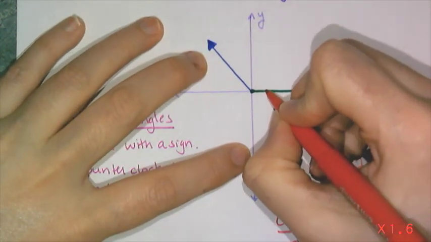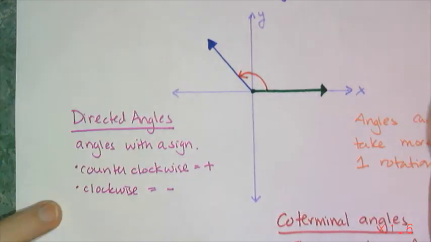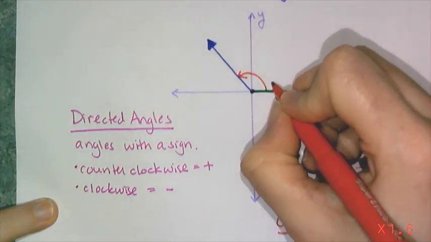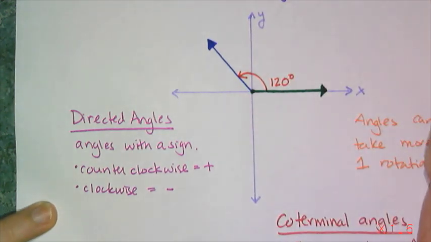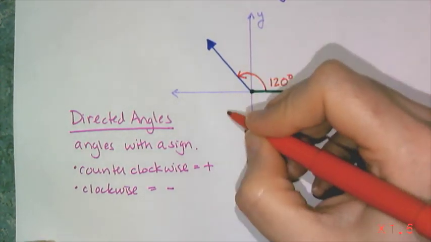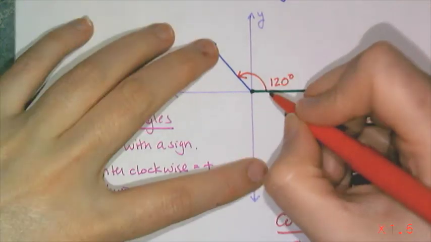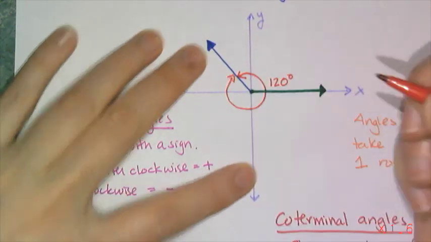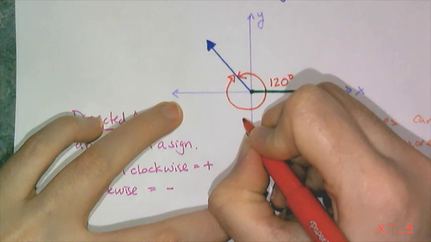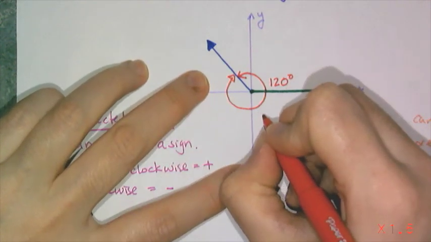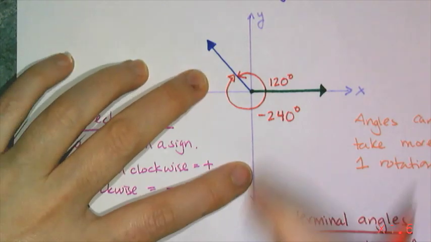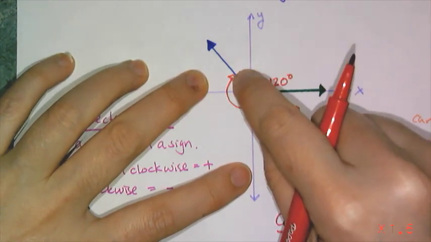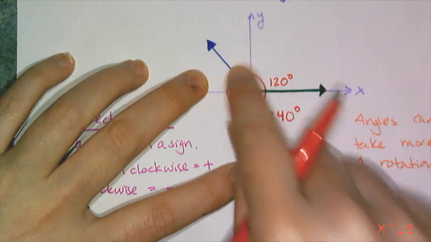So if I look at that angle there, I can say, well, in this case, let's say it's about 120 degrees. And that's a positive 120 because I'm going counterclockwise. If I go clockwise, this direction, then the angle with the exact same terminal side is going to be negative 240 degrees. So if I go counterclockwise, it's positive. If I go clockwise, it's negative.